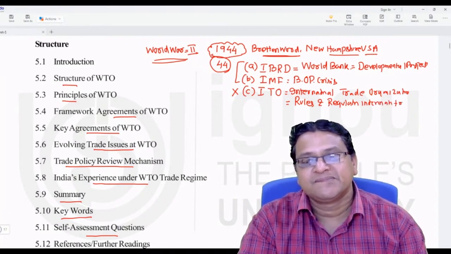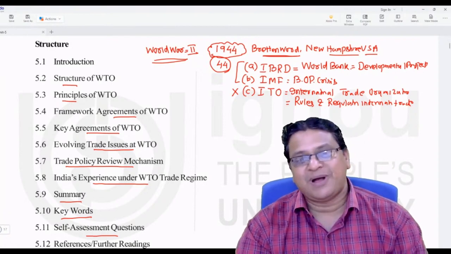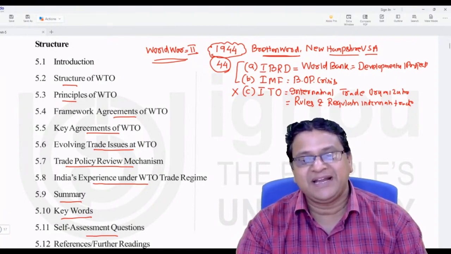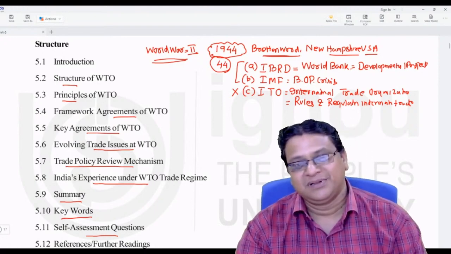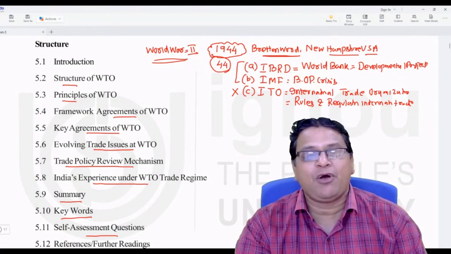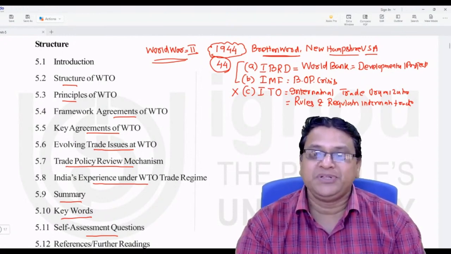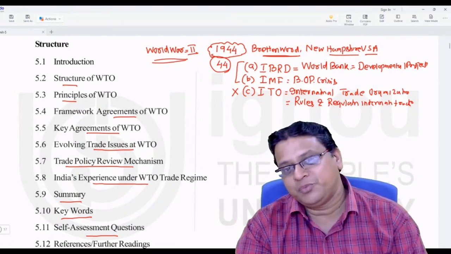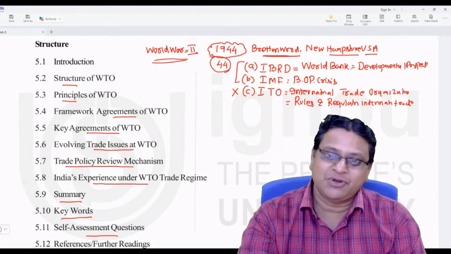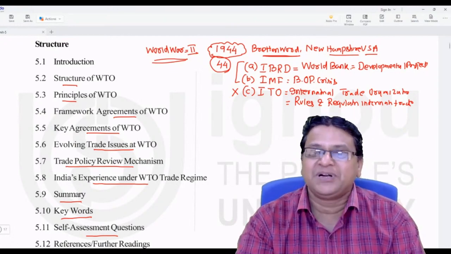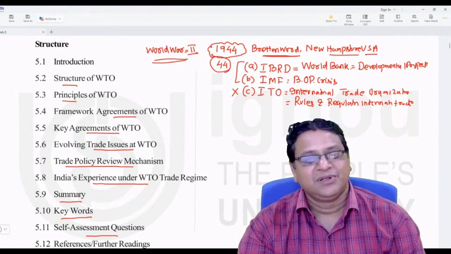ITO could not be formed. So, out of three institutions, IBRD and IMF were formed, but ITO could not be formed. Because USA opposed the idea of ITO. In World War II, USA was the clean winner. Therefore USA supported IBRD and IMF but it opposed ITO. So ITO could not be formed.